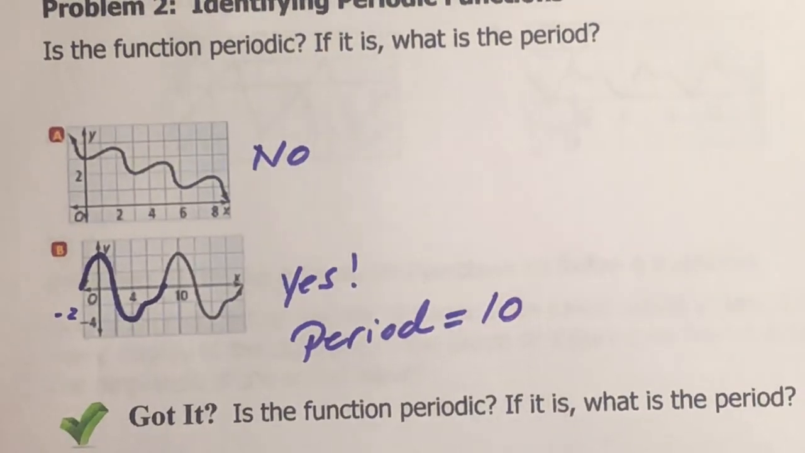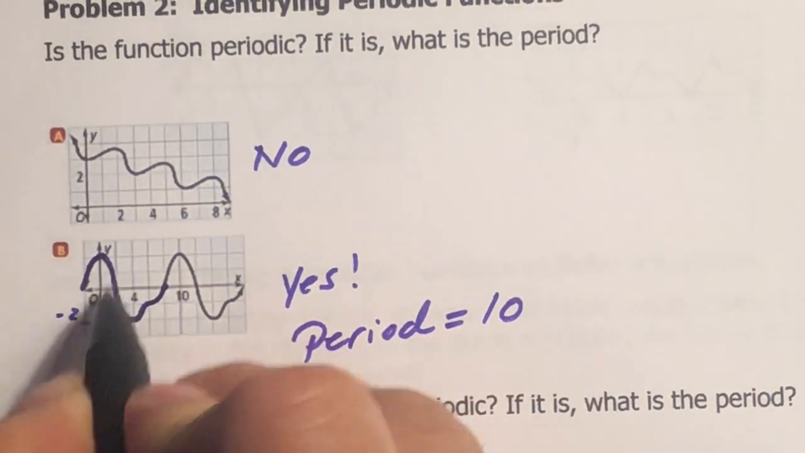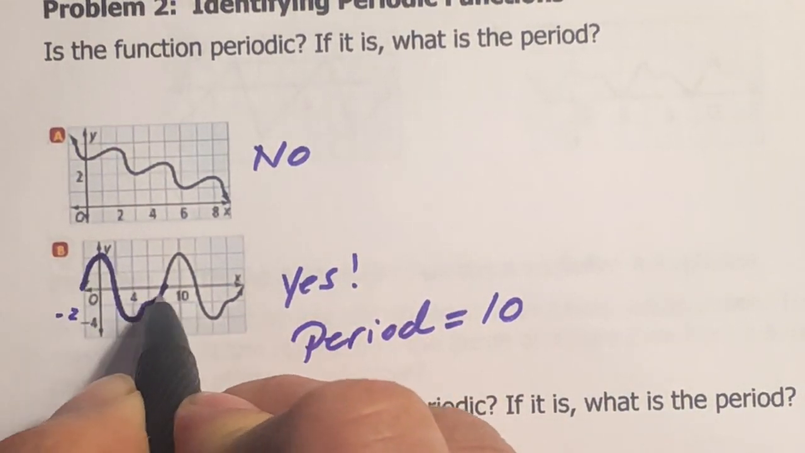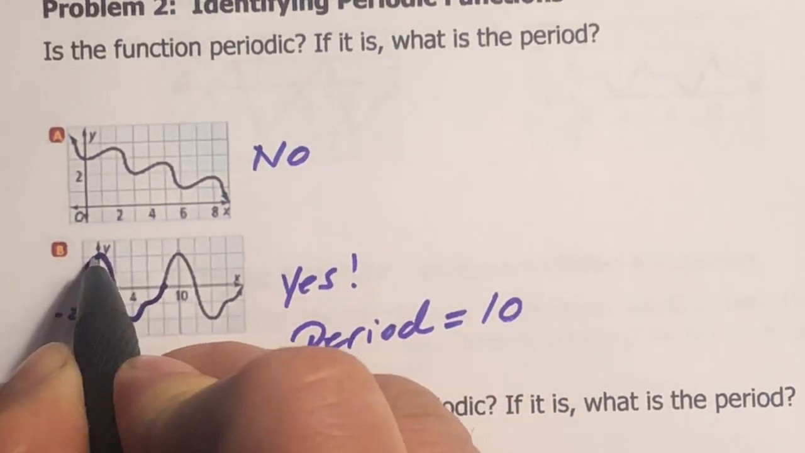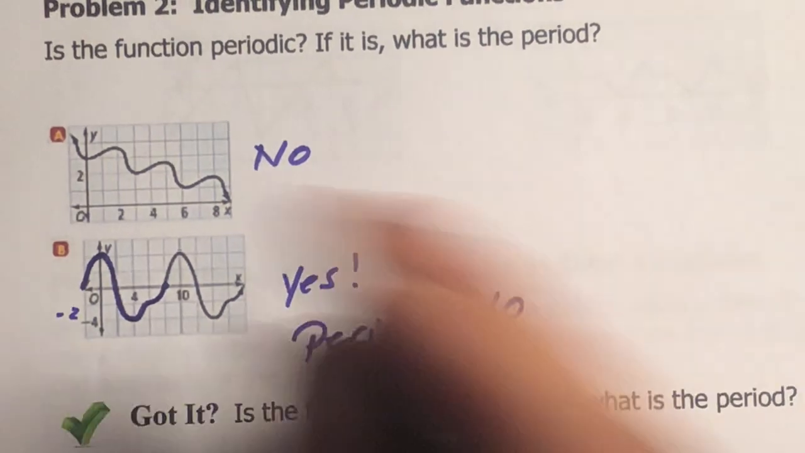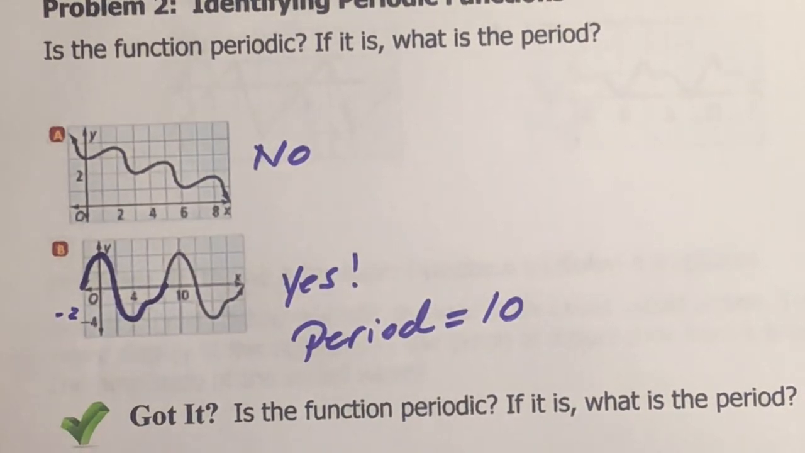Another way to see this, I should have got a different color, I could have started here at 0. And if I would have gone, that would have landed me here. From here to here, that's from 0 to 10. So again, the period is 10.